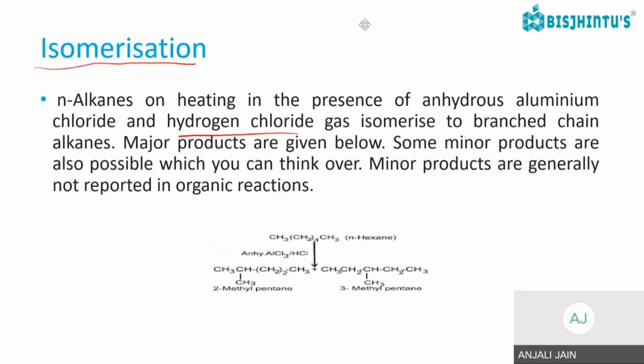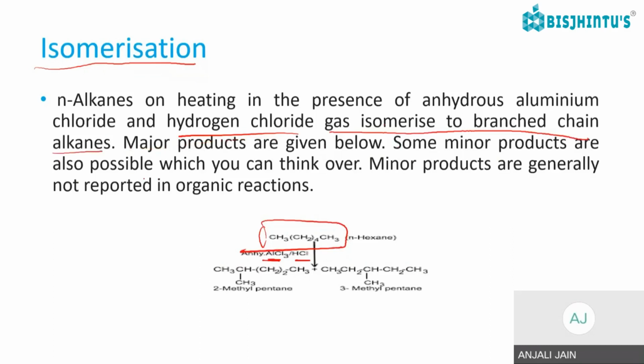Anhydrous means there are no water molecules, and hydrogen chloride is our HCl and AlCl3. We can see that in the figure it is given. This anhydrous AlCl3 and HCl, if it reacts with n-hexane, can give two isomers. So n-hexane isomerizes to branched chain alkanes. The major products are given below.